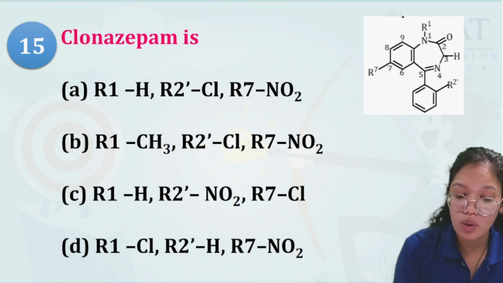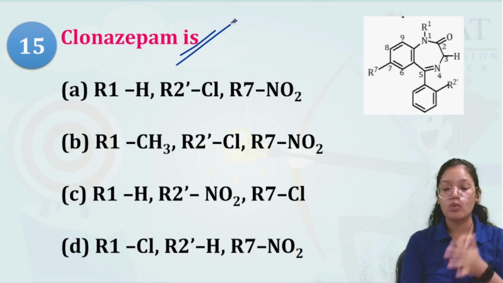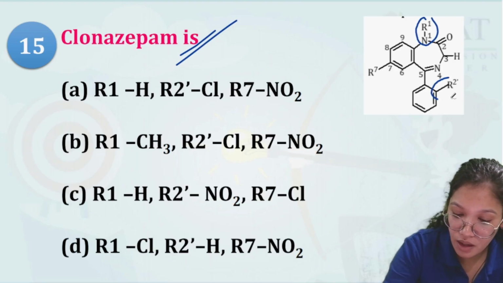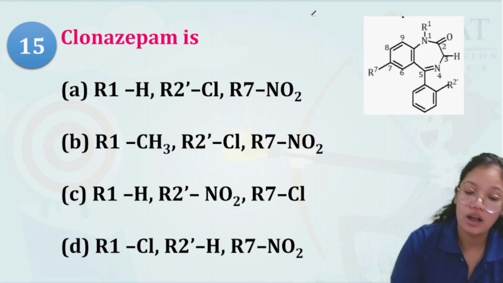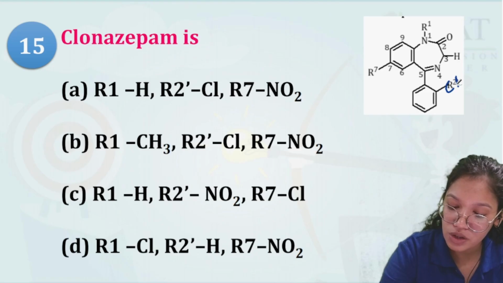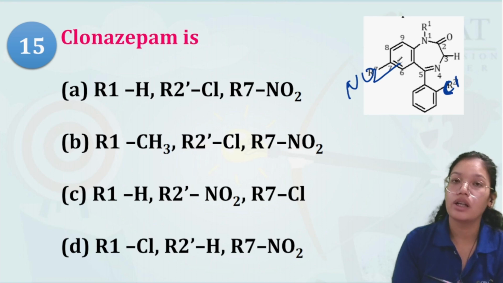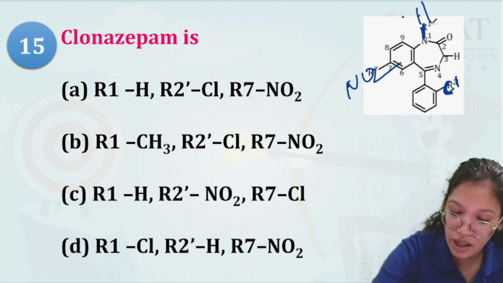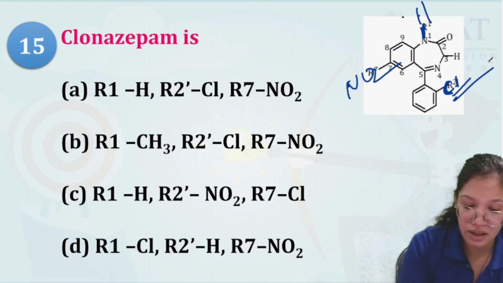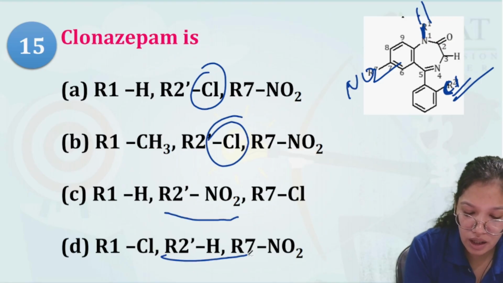Now next we have clonazepam, again a benzodiazepine derivative. They are asking what substitutions it has, that is R1, R2 and R7. In clonazepam we have a chloro group at this position. At the 7th position we have an NO2 group, and at the 1st position we have an H. So this is the structure of clonazepam. Here R2 should be chlorine, R7 is NO2 and R1 is H.